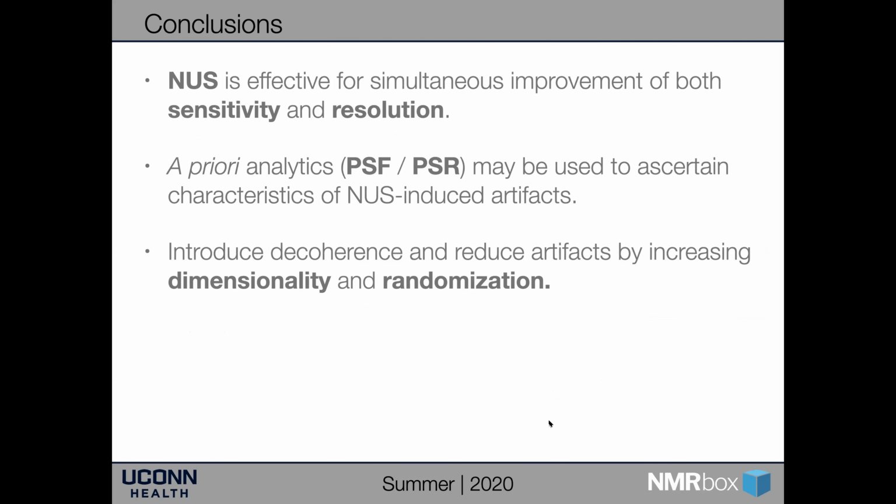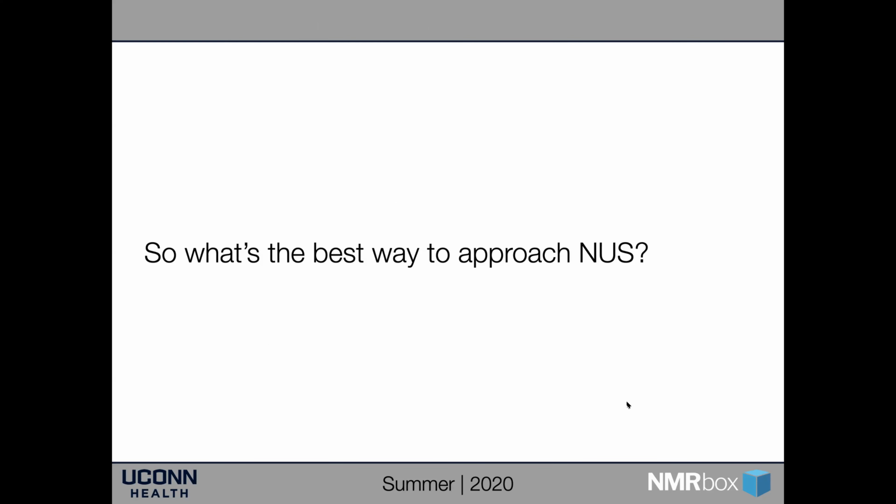So the conclusions from that portion of the talk, we've seen that NUS is an effective way for simultaneous improvement of both sensitivity and resolution. We've looked at point spread functions and peak to side lobe ratios as a way to understand the characteristics of NUS artifacts before we collect an experiment. And we've taken a look at how dimensionality and randomization can be effectively used to introduce some decoherence and reduce our sampling-induced artifacts. So what I'll close with is kind of the obvious open question.